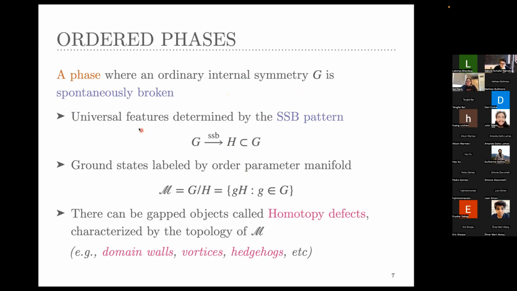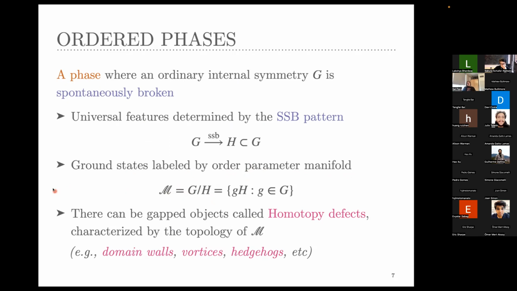And all the universal features of an ordered phase is determined by what's called the symmetry breaking pattern, which roughly speaking, you just need to know the subgroup H of G, which the symmetry is spontaneously broken down to. And given G and H, you can put labels on what the different ground states are. And the space that these labels form is something I'm going to call the order parameter manifold. And it has a bunch of other names, but this is the name I'm going to use in this talk. It's just this left coset, G mod H. And the point of G mod H is because the ground states don't transform under H, it just puts a label by modding out H.